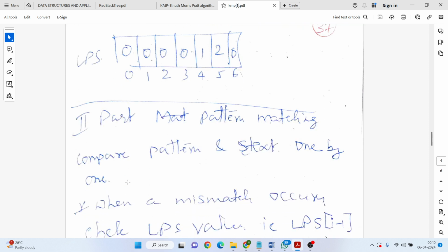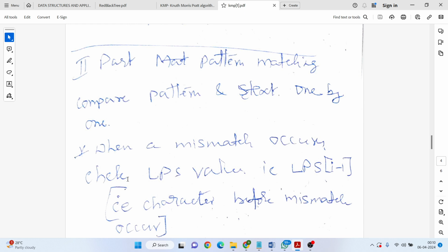In the second part, this is a pattern matching algorithm. Compare two strings. One is the main string, the other one is the pattern string. One character at a time. Whenever you compare and a mismatch is found, what to do? Check the LPS value. That is why the LPS value is very important. You can get that LPS value either manually or with the algorithm. For smaller strings, the manual method is okay. For a big number of characters, the manual method will not work. So you have to go for the automated, that algorithm part.